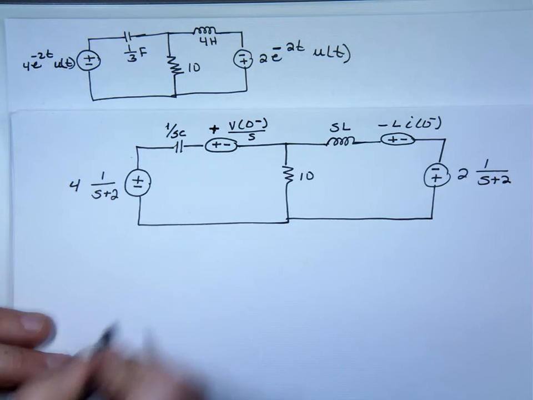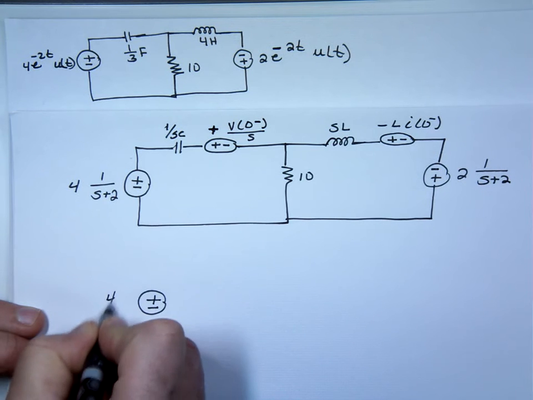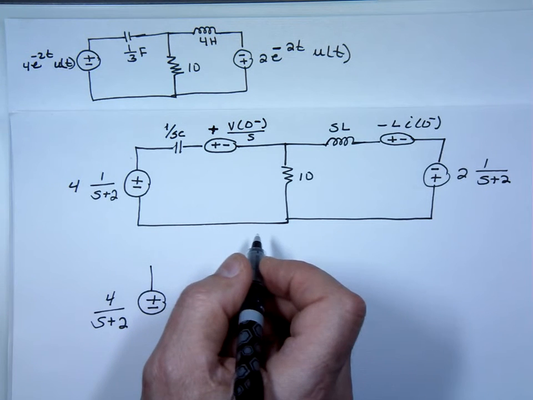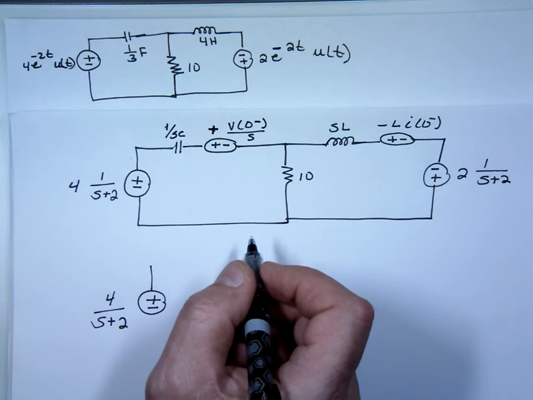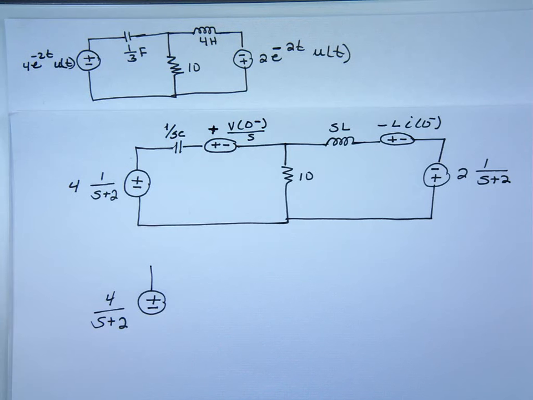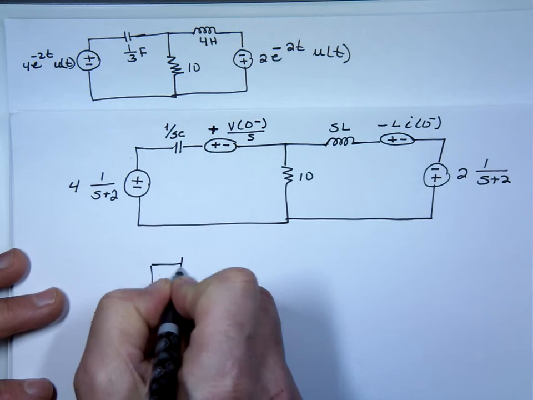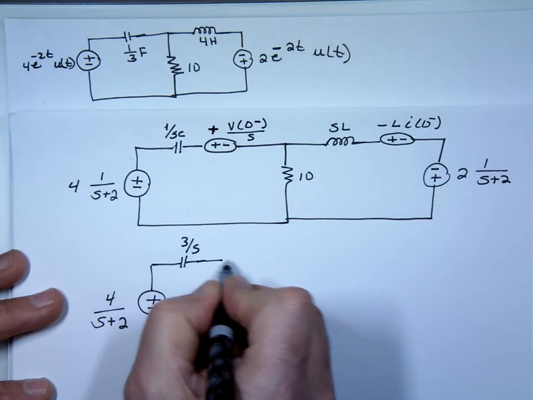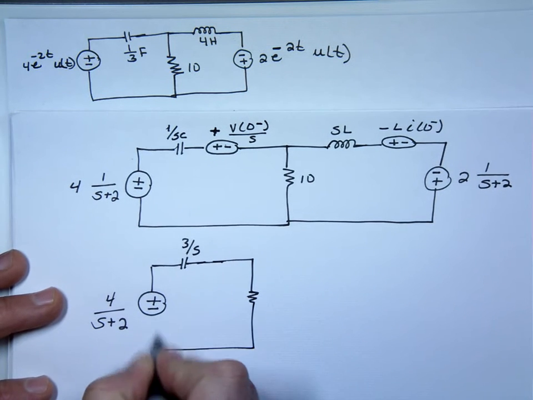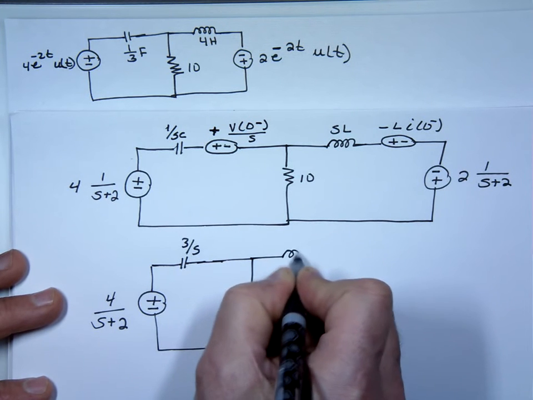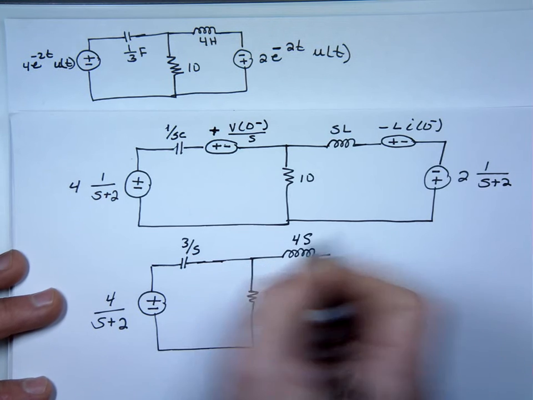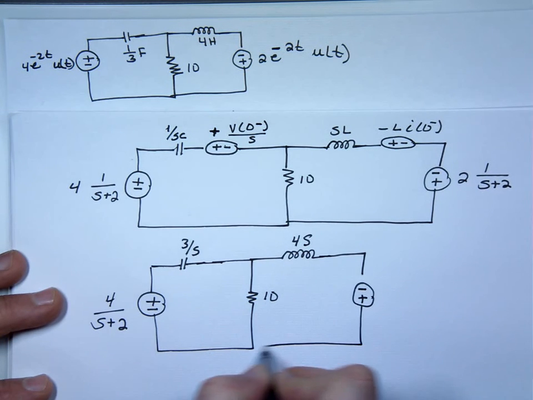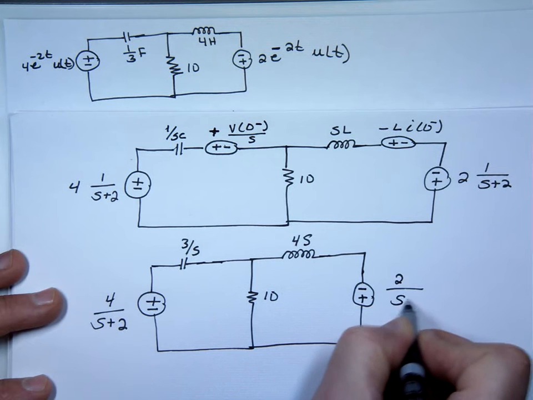Plug in the values now. 4 over s plus 2. 1 over sc. C is what? 1/3? Is that 3 over s? 1 over sc. It should be 3 over s. This is 0, right? So that's gone. 10. SL, 4s. I sub 0, that's 0, that's gone. Minus to plus, 2 over s plus 2.